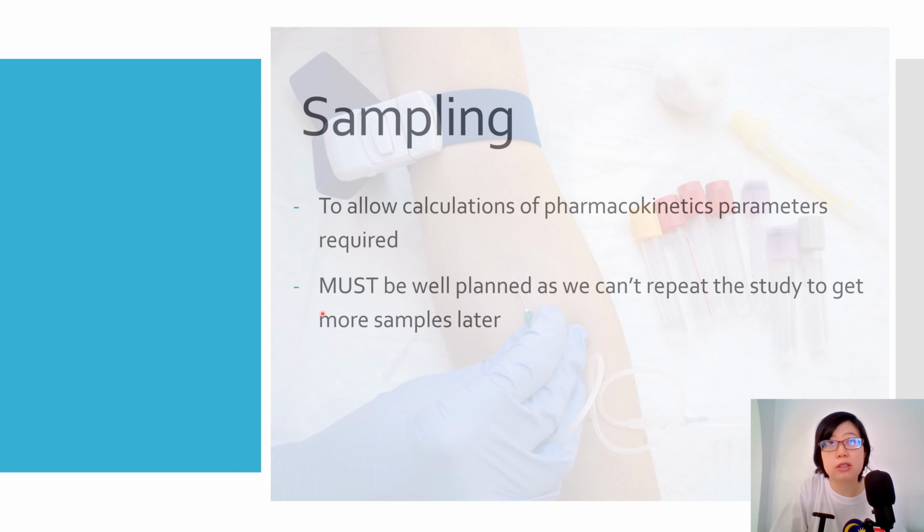And again, to re-emphasize, it must be well planned, because we cannot repeat the study anymore. So for example, if you really miss the Tmax or Cmax, that's a big issue then, because your graph won't be pretty at all. So in that case, it may be rejected, right?